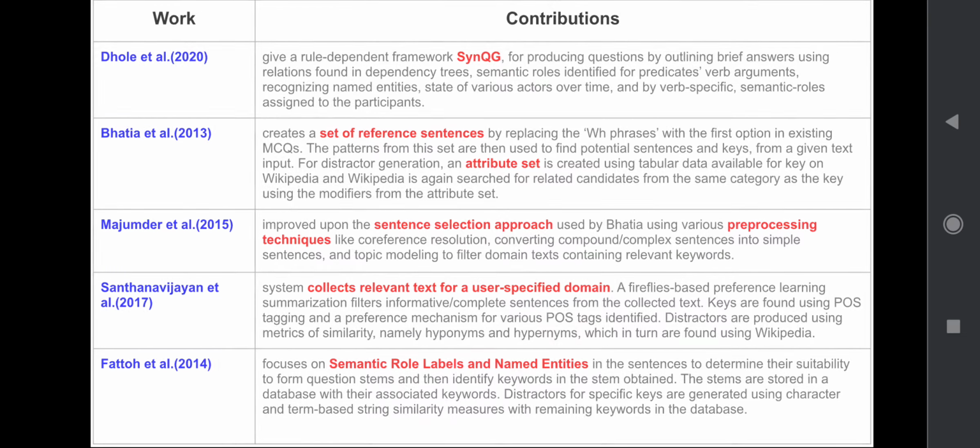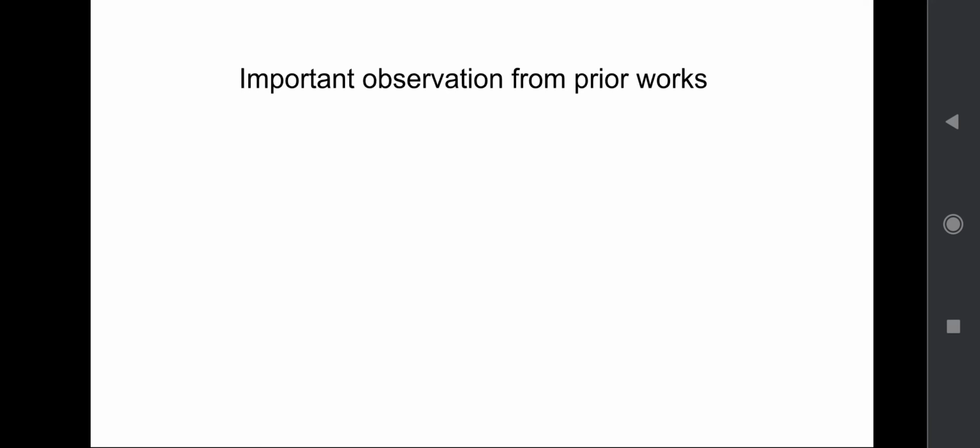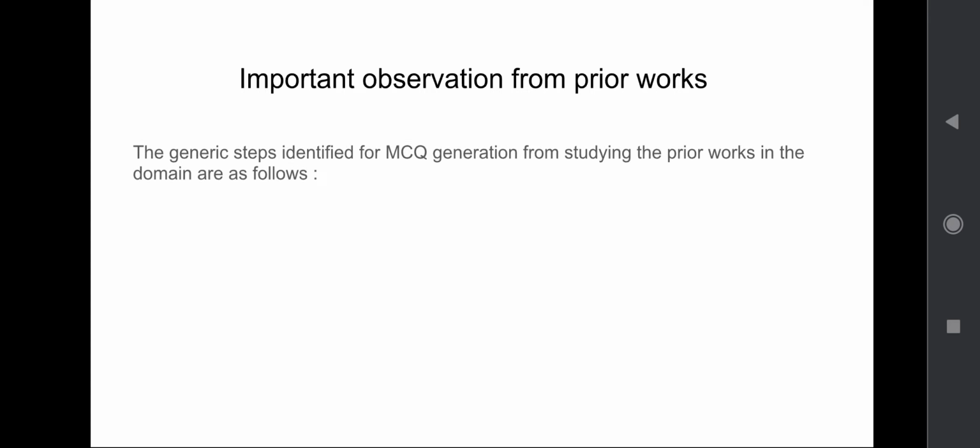Moving on, we'll look at some important observations from prior works. We identified some generic steps for MCQ generation by studying these prior works. So first one is pre-processing. It includes techniques like co-reference resolution, word sense disambiguation, and text simplification, etc. that make it more suitable for the upcoming steps.